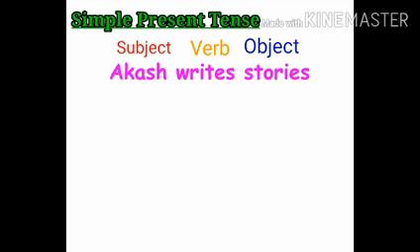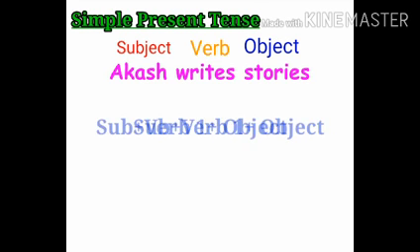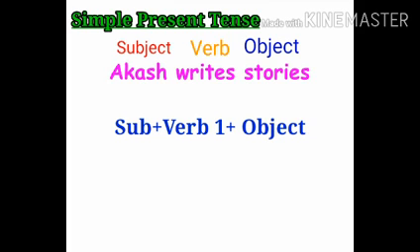This sentence is in simple present tense and it is in active voice because Akash, the subject or the doer of the action, is active here, and the action which is writing, it is done on the object, that is stories. So this sentence we can see it is in active voice. The verb is, as I told you, simple present tense, subject plus V1 plus object. Here the action is directly done by the subject and the subject gets more importance.